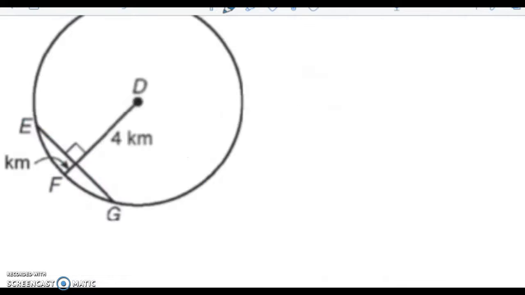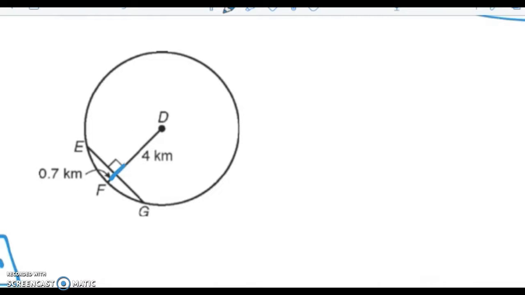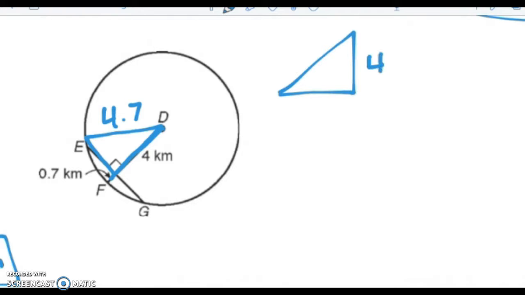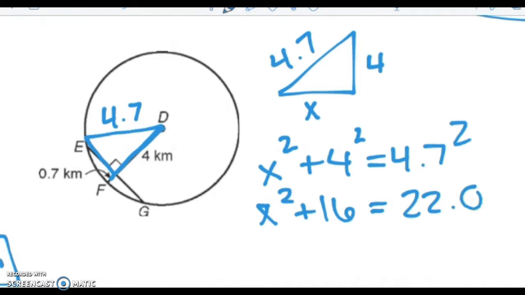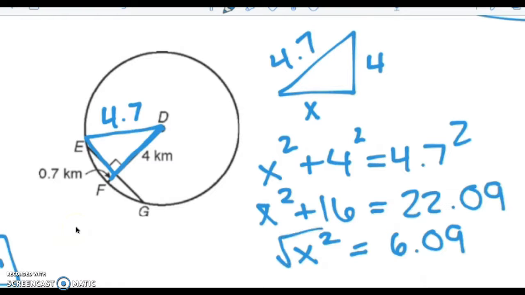So let's try another one. Let's look over here. So I know here that my radius is 4.7. So if I make this into a right triangle, my radius is going to be 4.7. So if I draw my triangle, this is 4, this is x, this is 4.7. So x squared plus 4 squared would equal 4.7 squared. So I get x squared plus 16 equals 22.09. So I'm going to subtract 16 from both sides. So I've got x squared equal to 6.09, square root both sides.